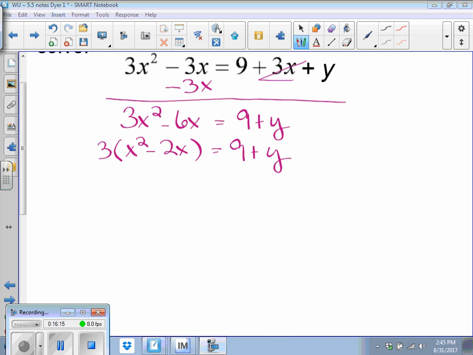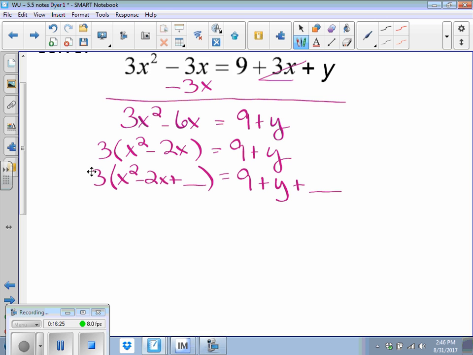Now I have to make that a perfect trinomial. So I need my plus blank plus blank. Okay, what goes in the blank on the left? A 1. 2 divided by 2 is 1. 1 squared is 1. What goes in the blank on the right? A 3. You can't add 1 over here because you have to take this and multiply it times what you factored out. So 1 times 3 is 3.